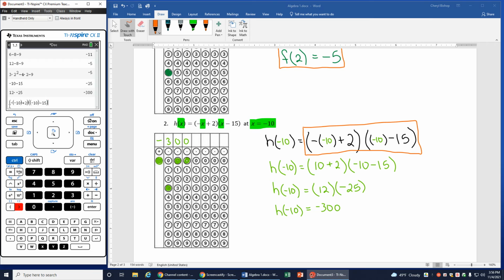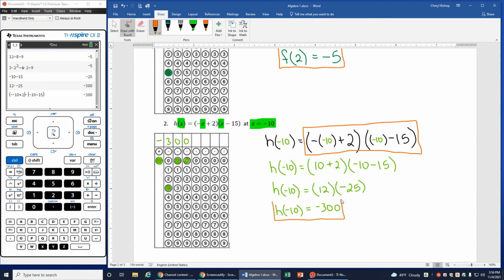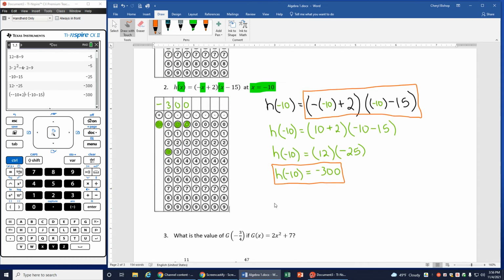And then just double check. I've got parentheses, minus 10, parentheses, plus 2, parentheses, whew, minus 10, parentheses, minus 15, parentheses. And when I hit enter, I do get my negative 300. Okay, so it's a really good way to check. If you feel confident, you can go straight to that in the calculator.